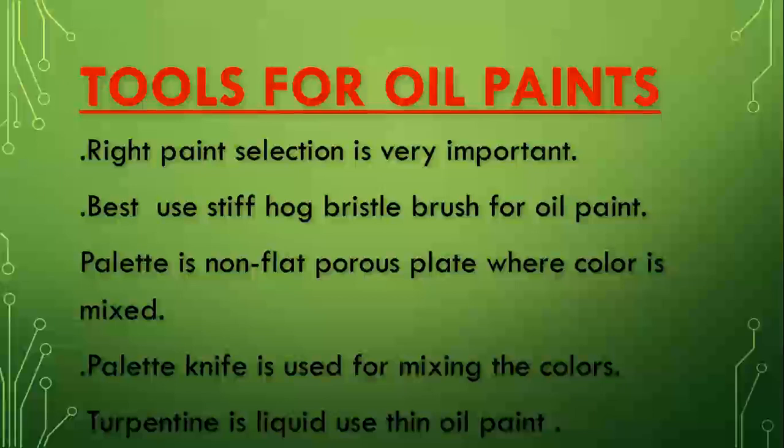Third is the palette, which is non-flat and non-porous. Why is it non-flat? Because if it is flat and porous, the color will be drawn out from the surface. The other is the palette knife, which is used for mixing the color. And the last is turpentine, a liquid used to thin oil paint.